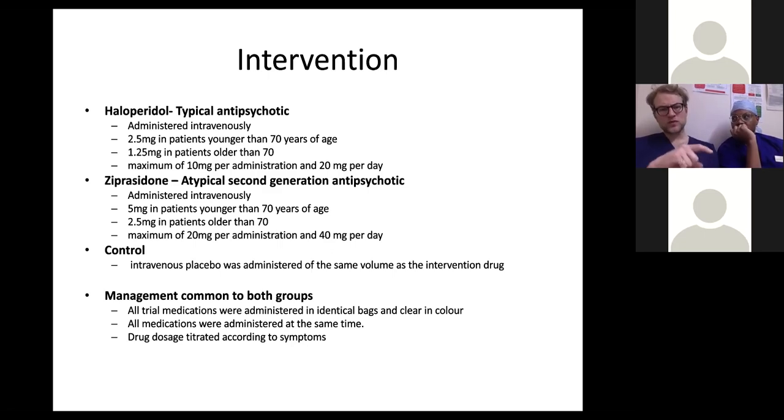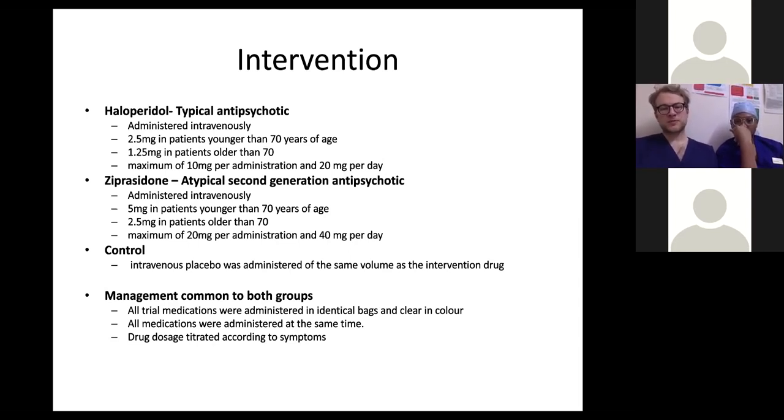Ziprasidone, being another arm, is a similar antipsychotic to the one that we use in our guidelines, which is olanzapine. The mechanism is slightly different, but we can loosely compare it because it's an atypical second generation antipsychotic. That was also administered intravenously. And the control group had an intravenous placebo. All 3 were colourless, which followed the double blinding.